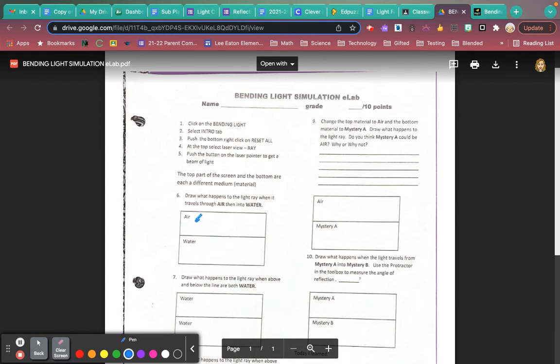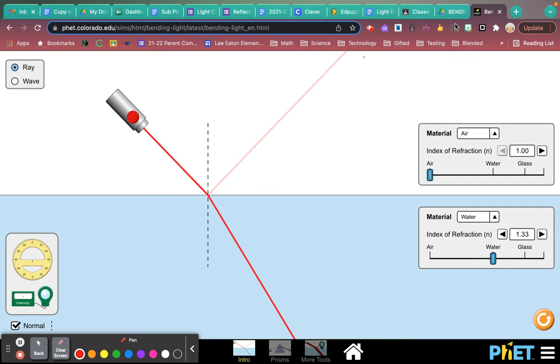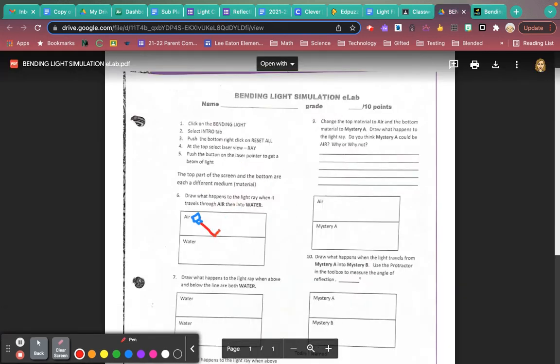I'm going to draw, this might be hard. Well, here's my flashlight, or I should say my laser pointer, it's not a flashlight. And then you are going to draw what happens when it goes from air to water. When it goes through air, it's a straight line. But then when it hits water, what happens? It bends just slightly, right? So you're going to bend it just slightly and have it go down.